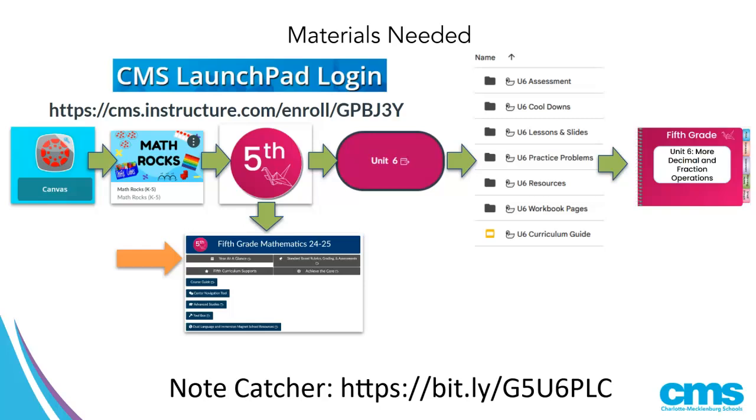First, you will need to log into NC Cloud and access Math Rocks. If you're new to CMS, the enroll code is on the screen and you can access Math Rocks that way. Once you're in Math Rocks, select 5th grade. On the 5th grade page, you can access the year at a glance, that's our scope and sequence, in the top right button. Then select Unit 6. You will find it on the Quarter 3 and 4 tab.